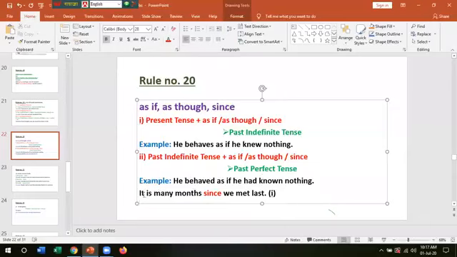Then for second rule, it was many months since we had met last. This is rule number 2. It was many months, so we have used past indefinite tense. Then there is since, and then the later part is in past perfect tense. It was many months since we had met last. Well, I think you have understood the rule. Let us proceed to the next one.